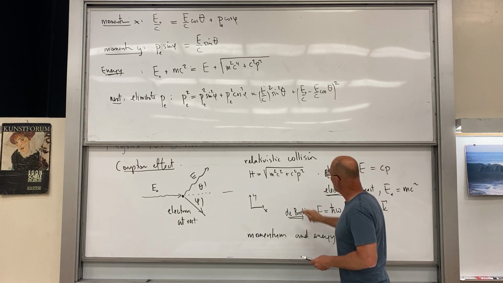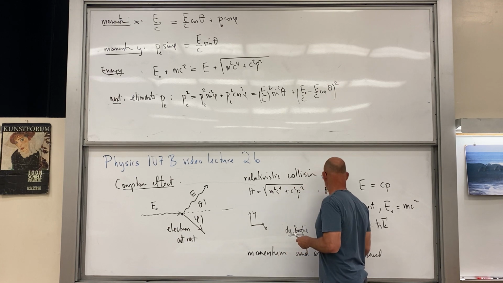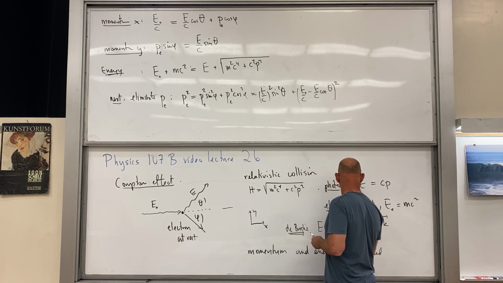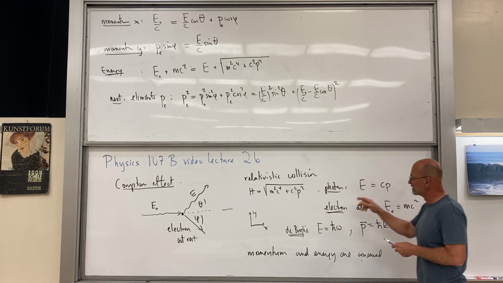Right, before we move on, m squared c to the fourth. c squared. Yeah, I said it right. When p is equal to 0, we just get mc squared.